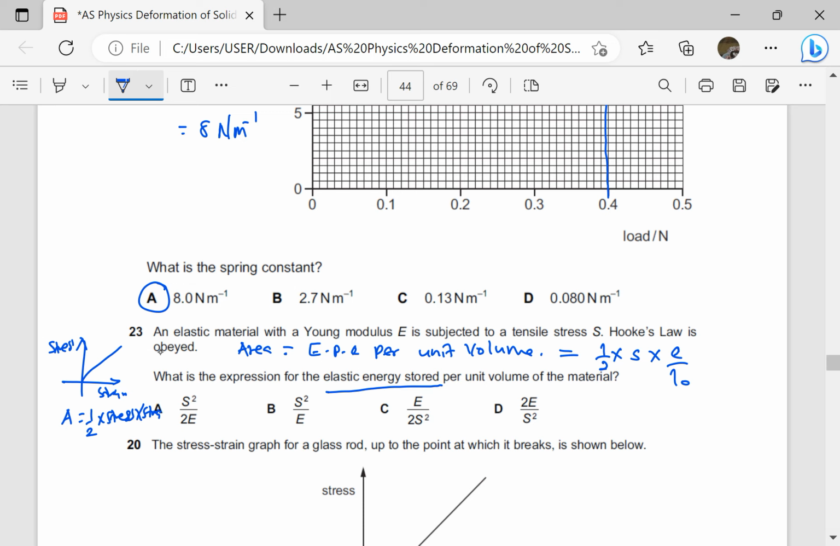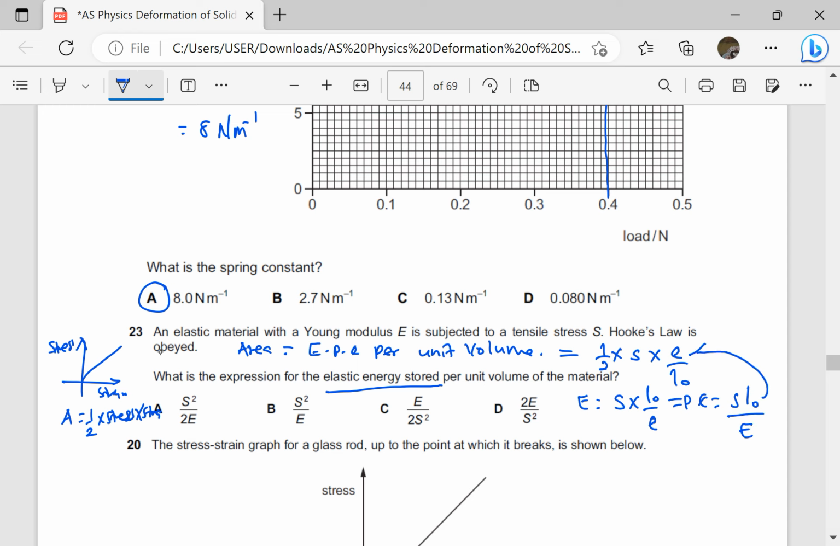And we also know that Young modulus E is going to be equal to the stress over strain, which will be stress S divided by strain, so we get the reciprocal of strain, which is original length over extension. So the Young modulus is S times original length over extension, so I can make the extension the subject. This means extension is going to be S times original length divided by Young modulus.